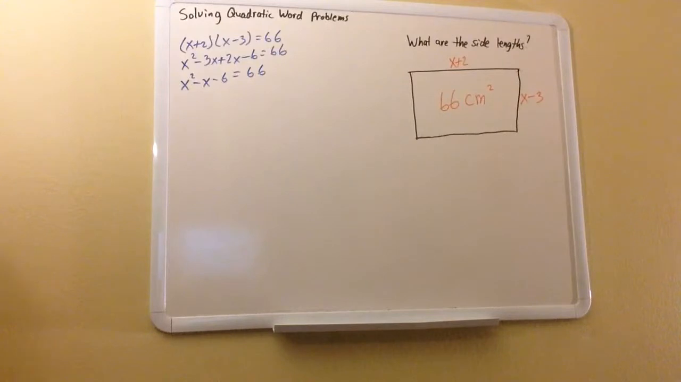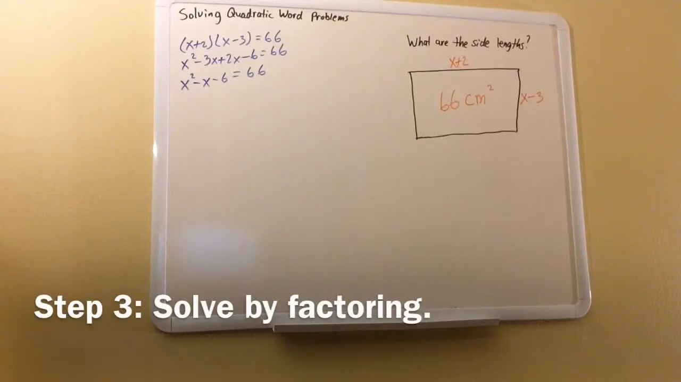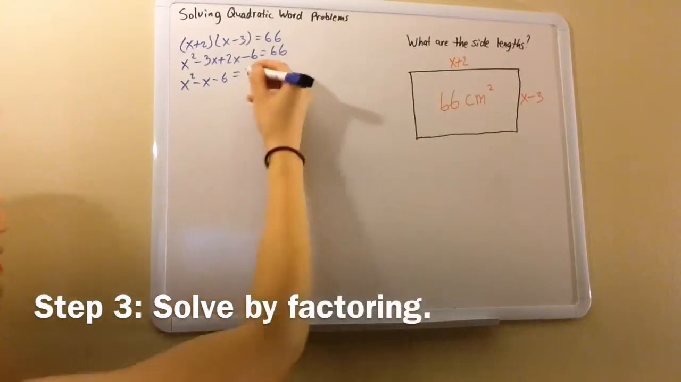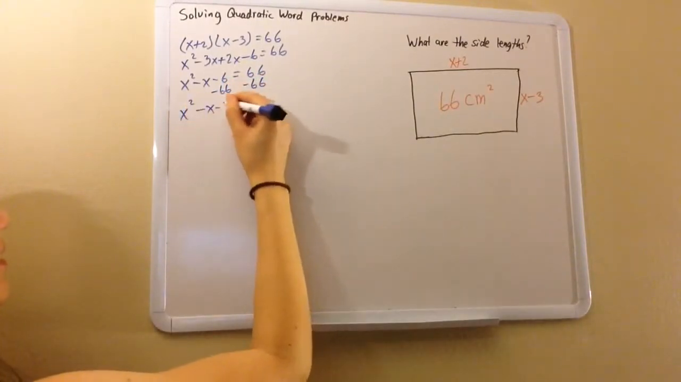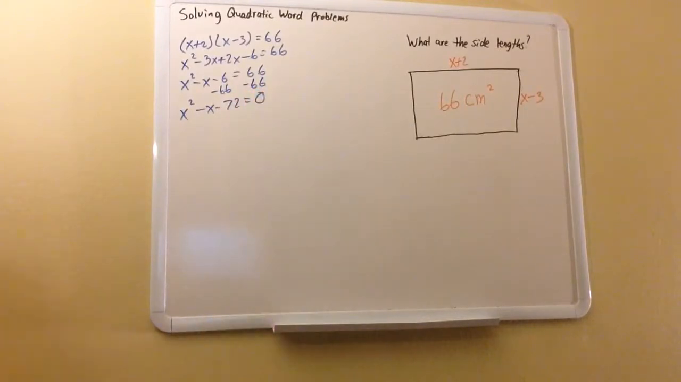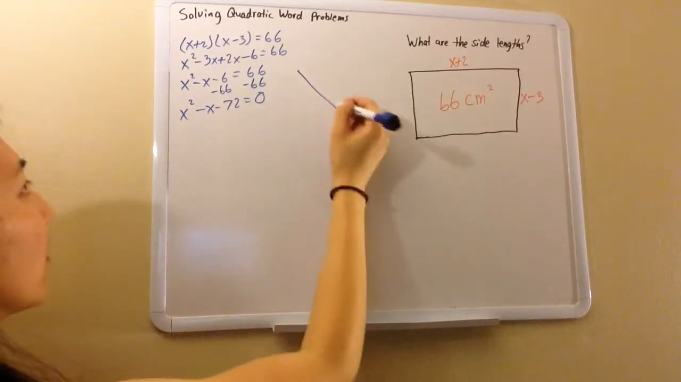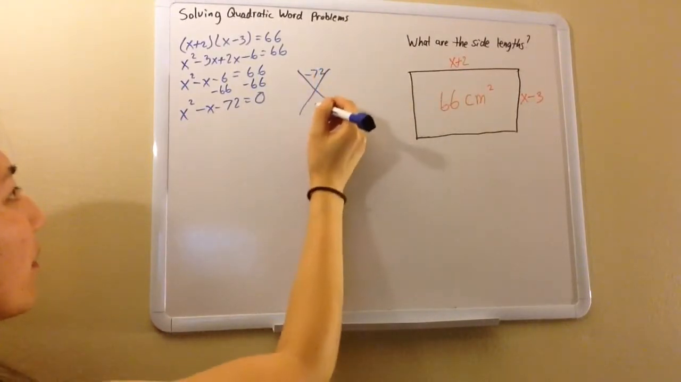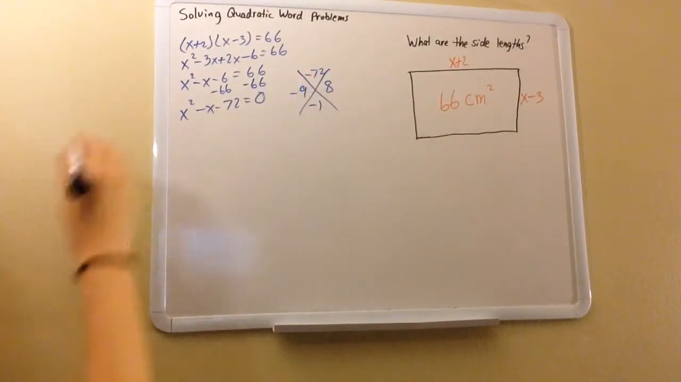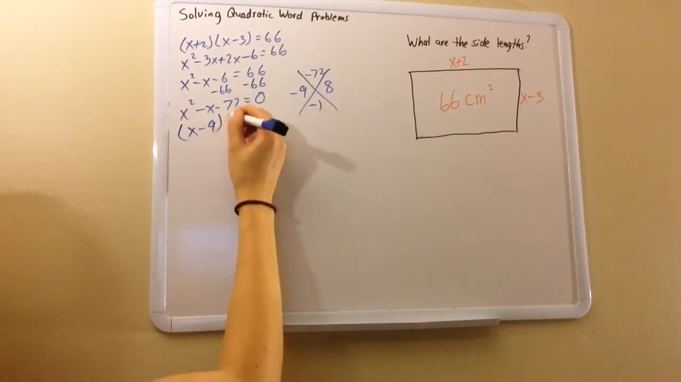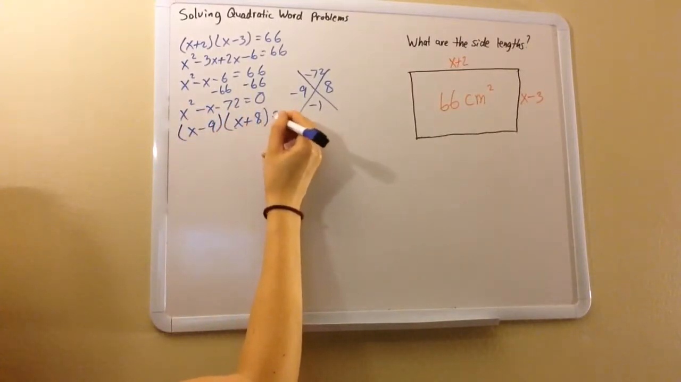From here, I'm going to solve by factoring. To solve by factoring, I need to get it to equal 0. So in order to get it to equal 0, I need to subtract 66 from both sides. This is going to be x squared minus x minus 72 equals 0. Now if you're unfamiliar with how to solve by factoring, look up my solve by factoring video. Okay, I'm going to go ahead and factor this now. On the top I get negative 72, on the bottom I get negative 1, so on the sides I get negative 9 and positive 8. So here I'm going to have x minus 9 times x plus 8, and it's still equal to 0.